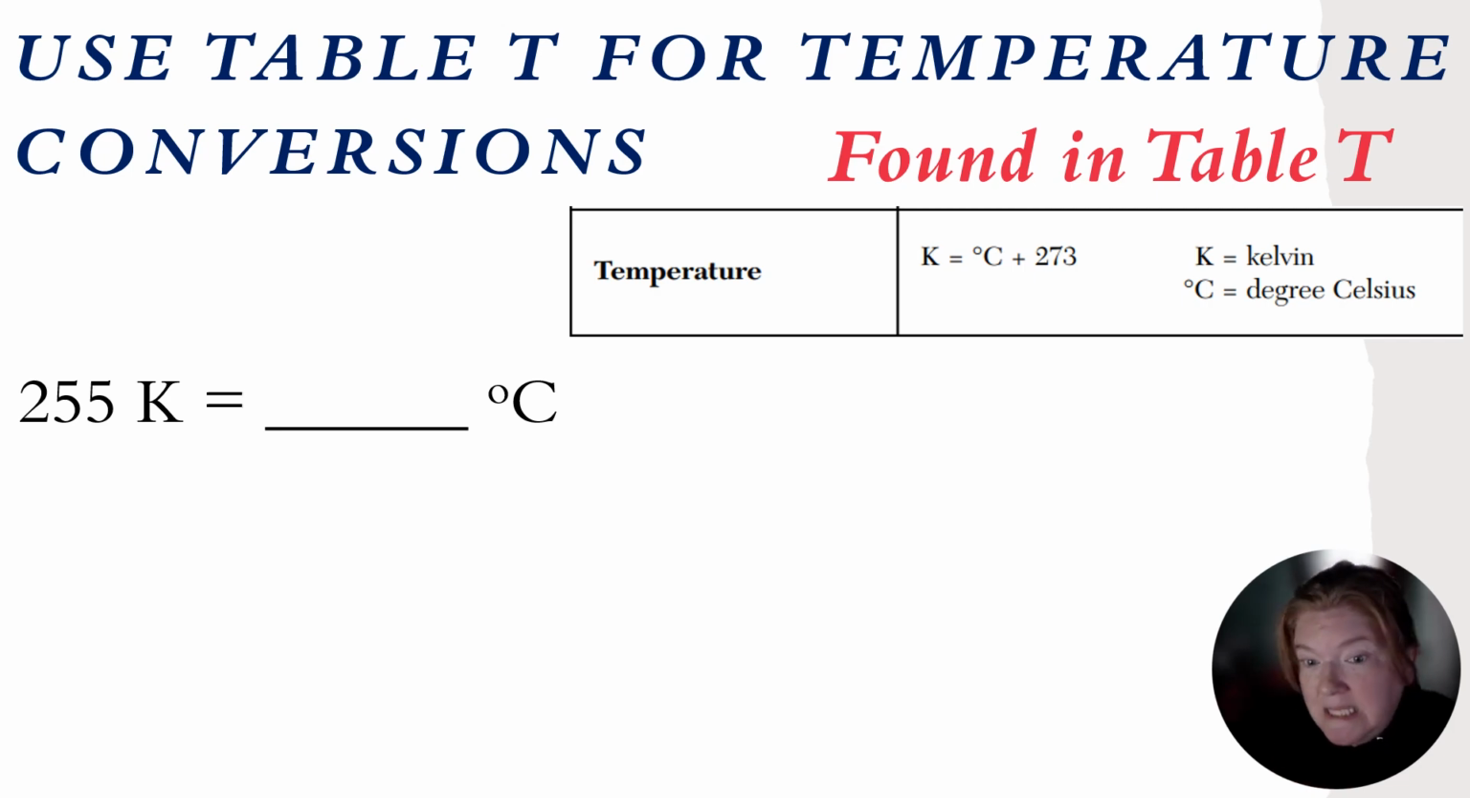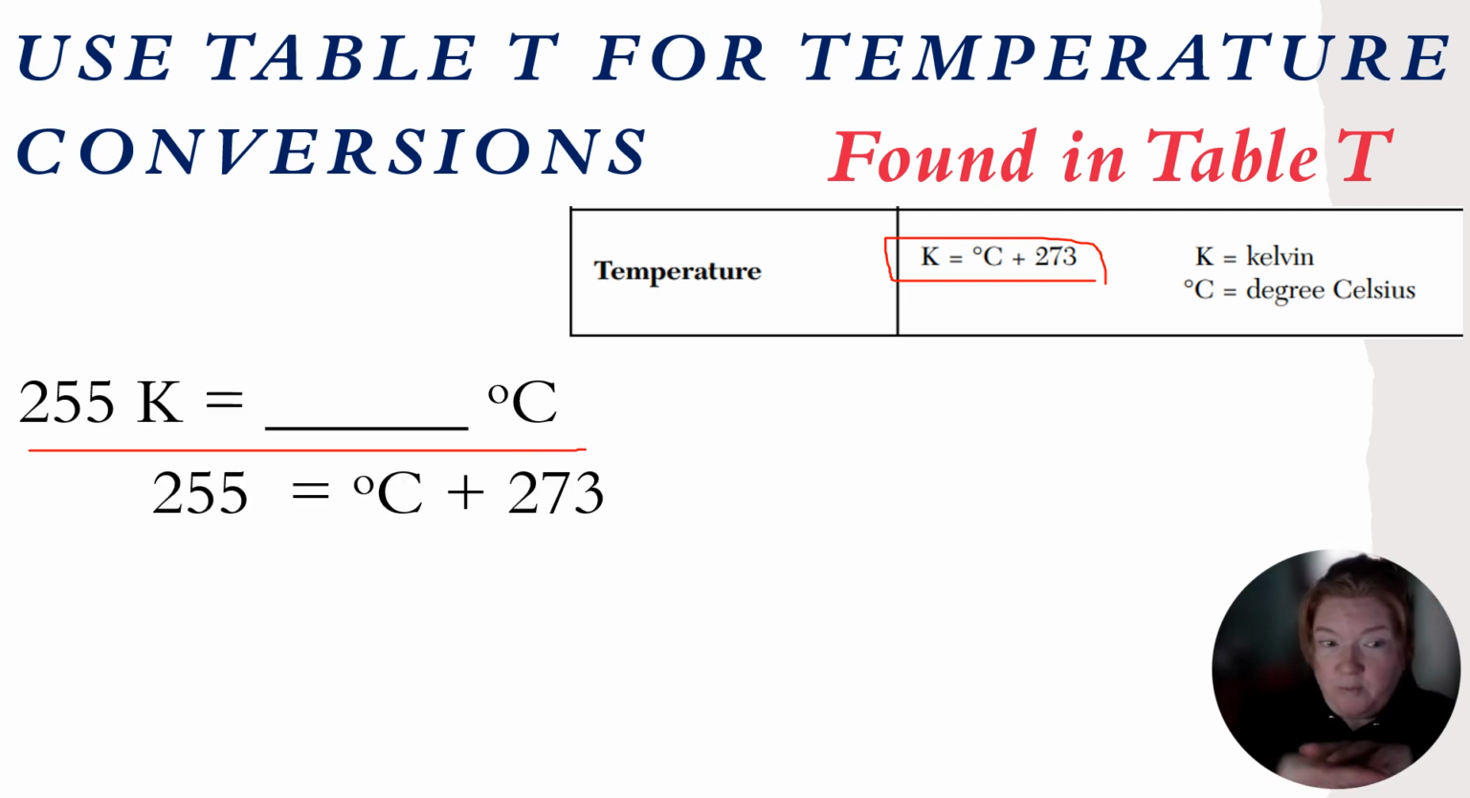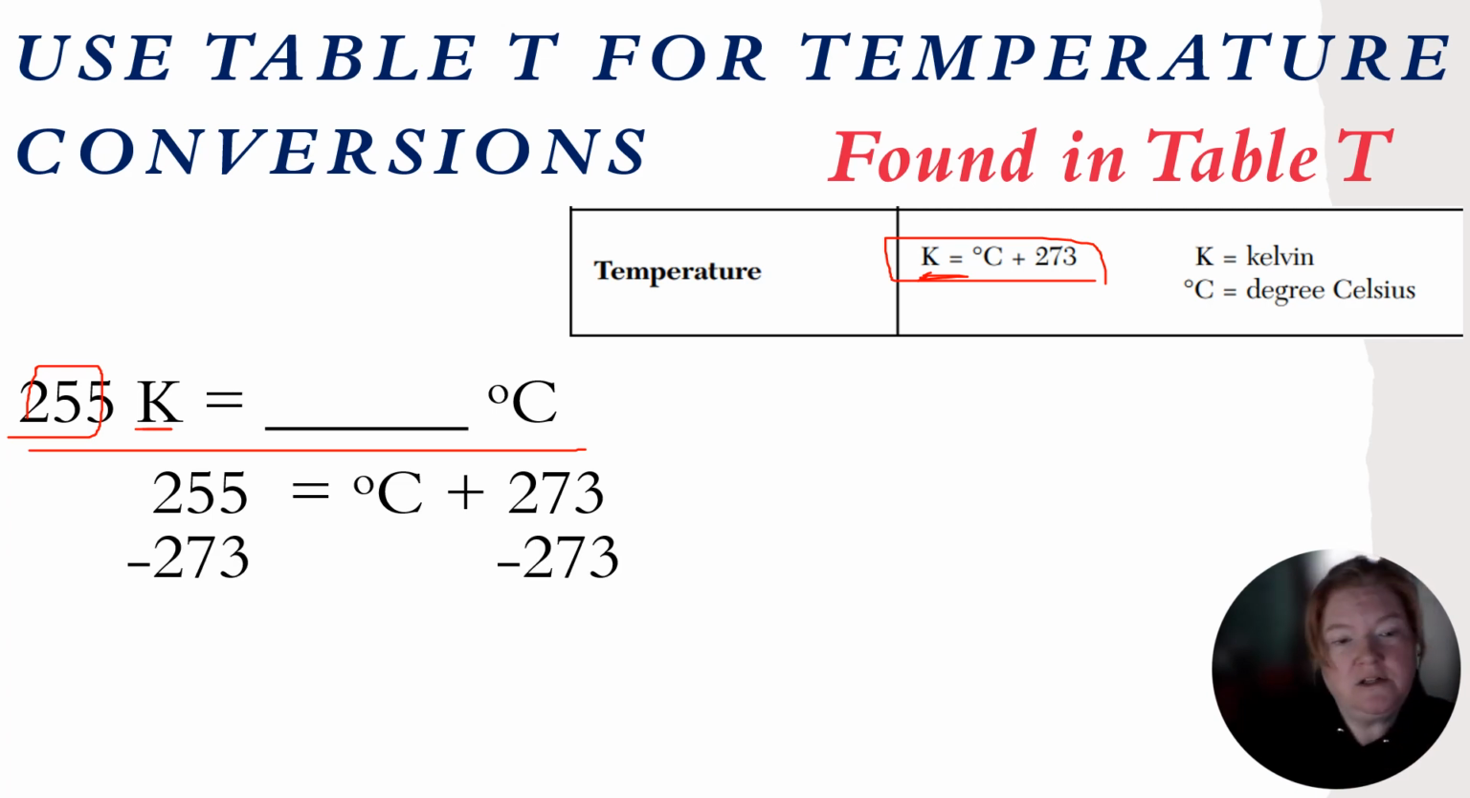Now, we use a formula in Table T to do temperature conversions, okay? So here is the formula. If it says to convert 255 Kelvin to Celsius, I simply write down the formula, but I plug in what I know, and the number I know right now is Kelvin. So in place of the K, I put the number I know. Now I just solve this math problem. So I subtract 273 from both sides, and that gives me my answer in Celsius.